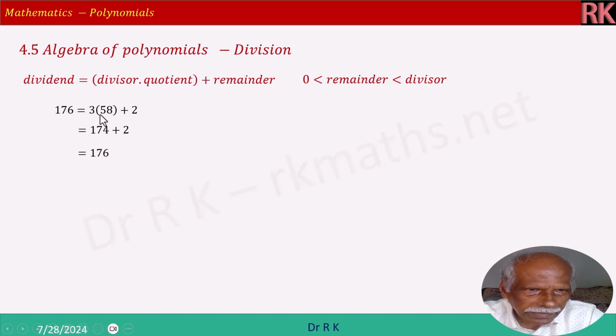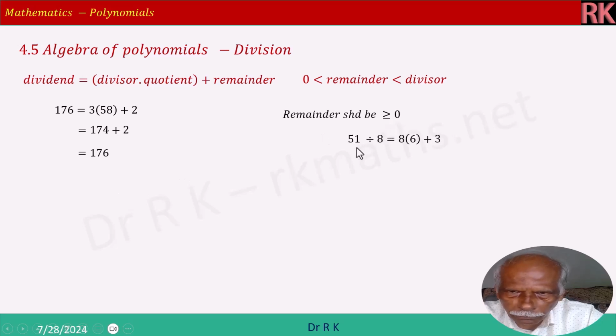2 is less than 3, right? 0 is less than 2 and 2 is less than 3. So divisor is 3 and remainder is less than divisor 3. Now remainder should be greater than or equal to 0, I told you. We will see one more example. 51 divided by 8 is 8 into 6 plus 3. So 8 is the divisor, 6 is the quotient, 3 is less than 8 and positive.